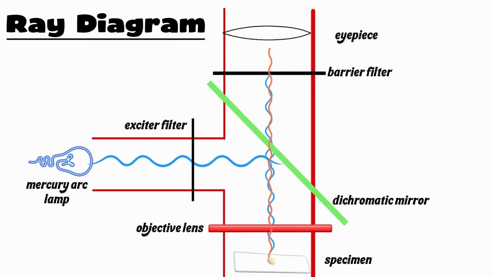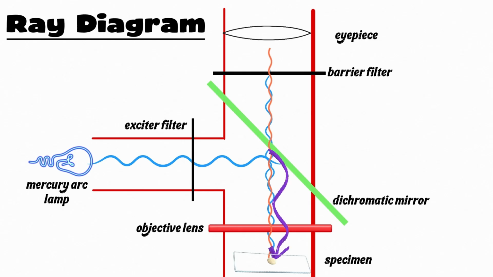Let's summarize the complete light pathway. The Mercury Arc Lamp generates ultraviolet or blue light. The exciter filter selects the required excitation wavelength. The dichromatic mirror reflects the excitation light toward the specimen. The objective lens focuses the light onto the fluorochrome-stained specimen.